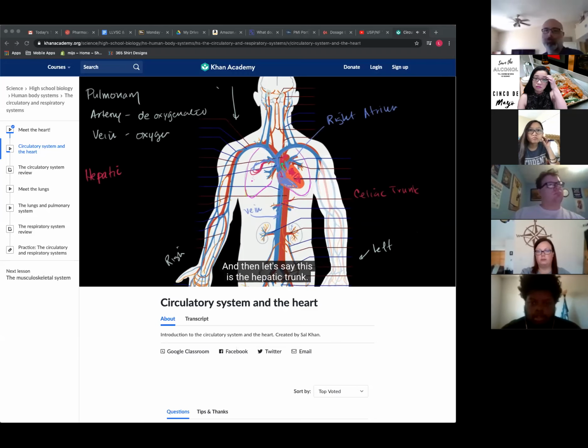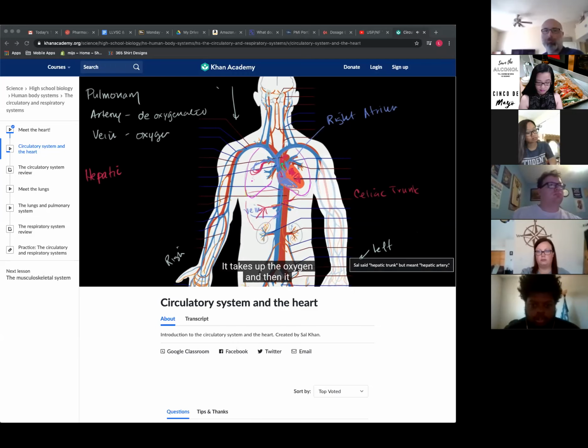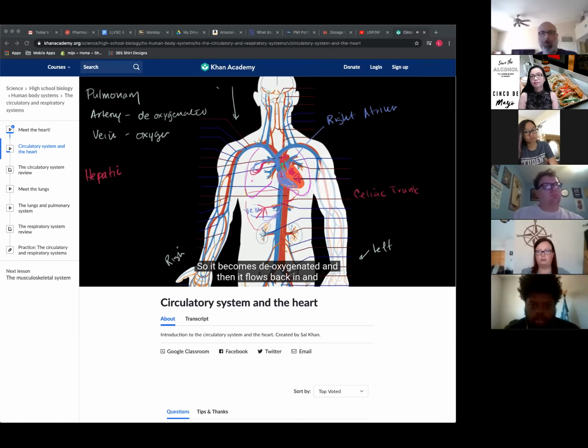And then let's say this is the hepatic trunk. Your liver is sitting like that. Hepatic trunk, it delivers oxygen to the liver. The liver is doing respiration. It takes up the oxygen, and then it gives up carbon dioxide, so it becomes deoxygenated, and it flows back into the inferior vena cava, into the vein.